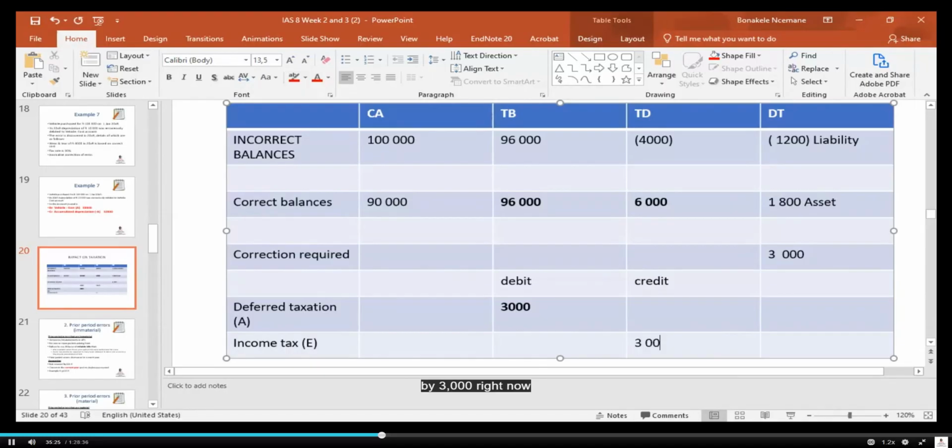By 3,000, right? And now for the guys who wrote questions on the chat box, before I move to the second category, can you please just read out your questions?